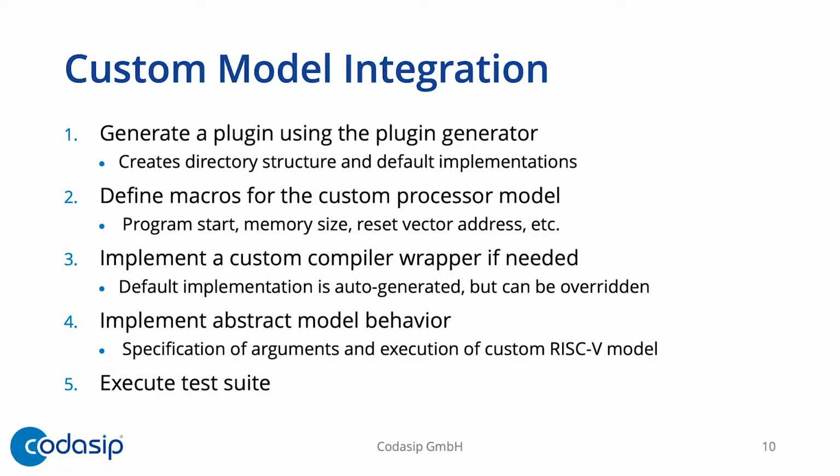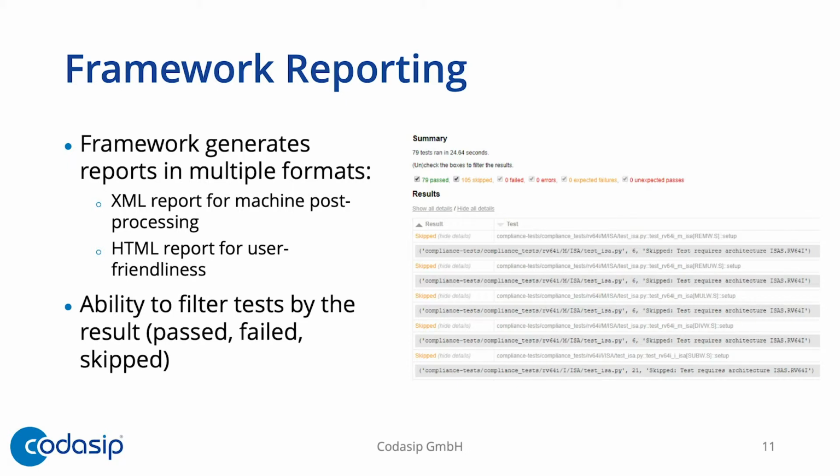And the last step is to execute the test suite and wait for the results, which are given by the framework. Here is an example of framework reporting. It generates a report in two formats. The first format is an XML report for machine post-processing, in case you want to store the results in a database or whatever. And the next format is an HTML report for user friendliness, where you can choose or filter the tests by the result. The result is passed, skipped, or failed.